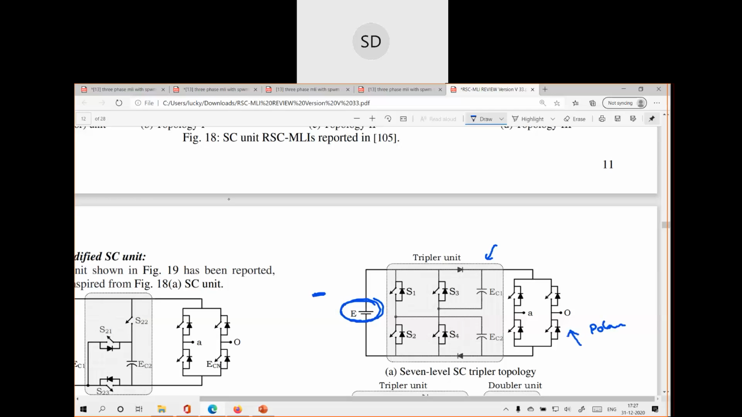The operation is the same. Here you are supposed to get 3 VDC level. The interesting thing is this circuit: EC1 and EC2 are the two capacitors. These two capacitors come in parallel with the DC source, that means you have E here. So which switches do we need to turn on so that the DC source and the individual capacitor come in parallel?